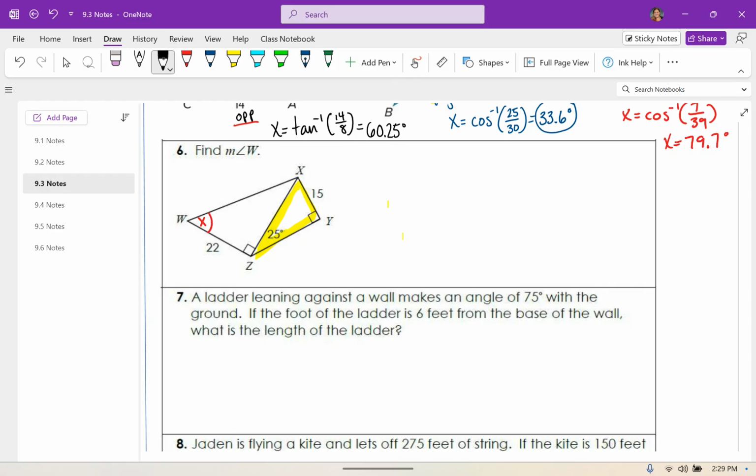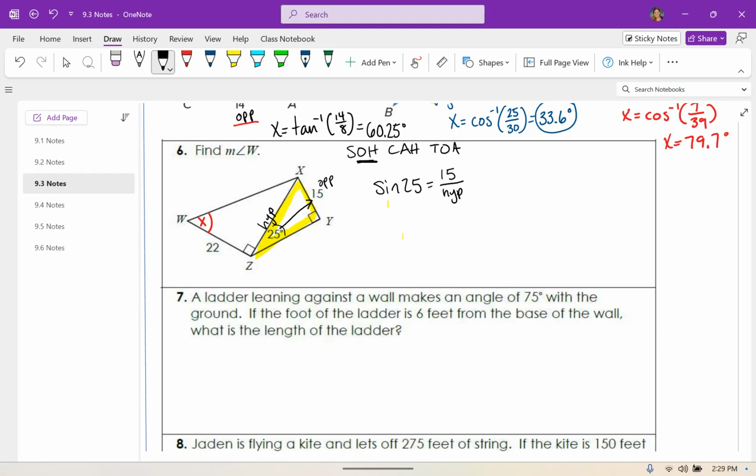So let's find this side length first. I want to call this hypotenuse, because it is the hypotenuse. Right, and so across from 25 is 15. So this is opposite over hypotenuse. Opposite over hypotenuse is sine. So sine of the angle equals opposite over hypotenuse.